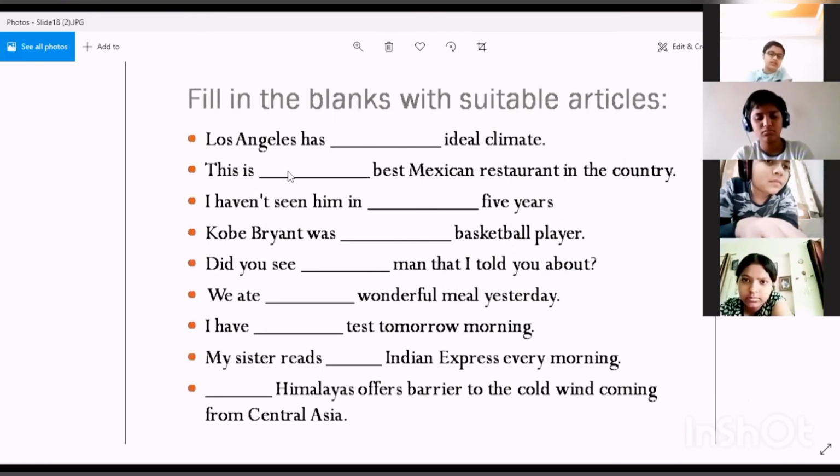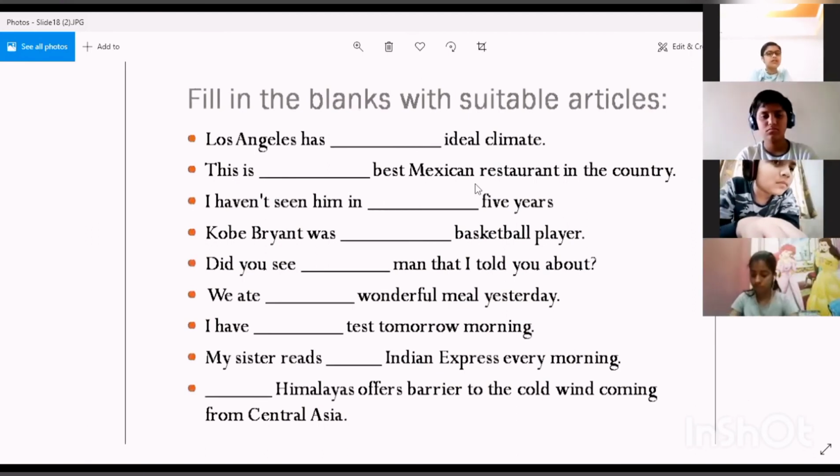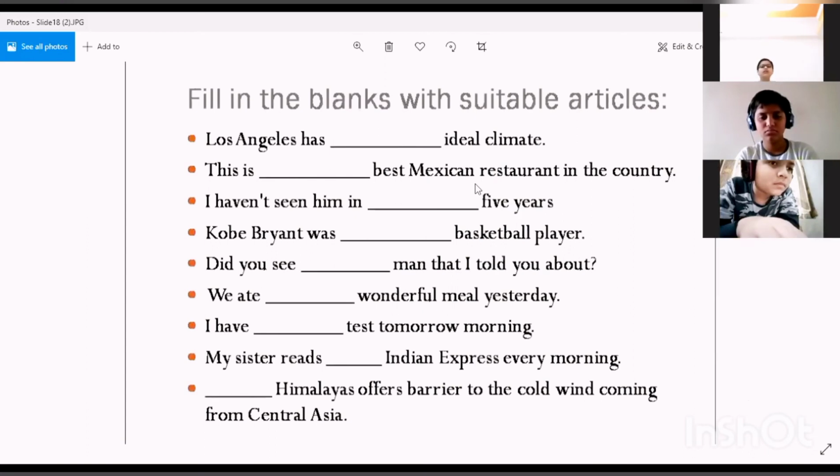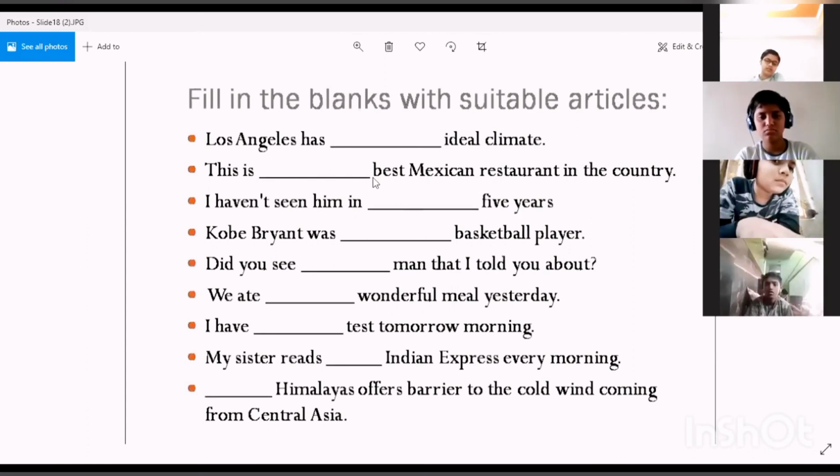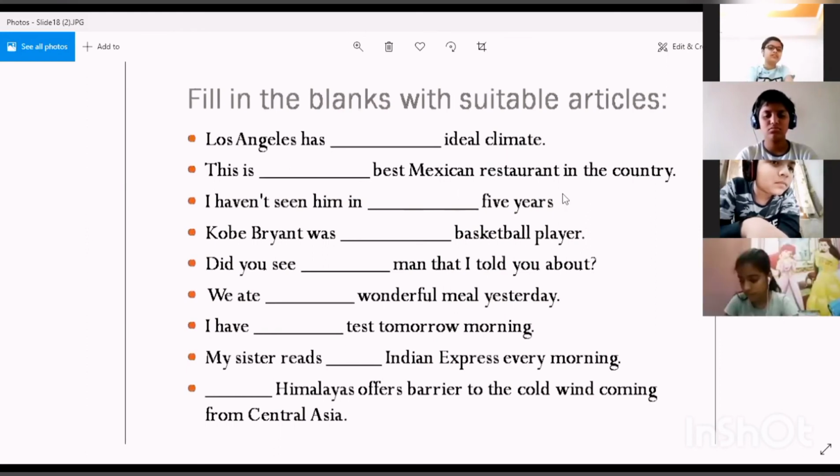Okay, Sehaj. Next. This is dash best Mexican restaurant in the country. Now remember the rule. Which degree of comparison has been used over here? Pranjal. Ma'am, superlative degree. So which article will come? Ma'am, the. Very good. This is the best Mexican restaurant in the country. Very good, Pranjal.